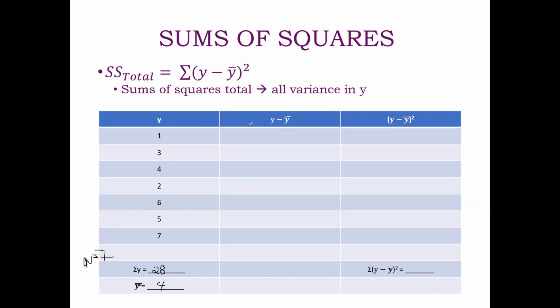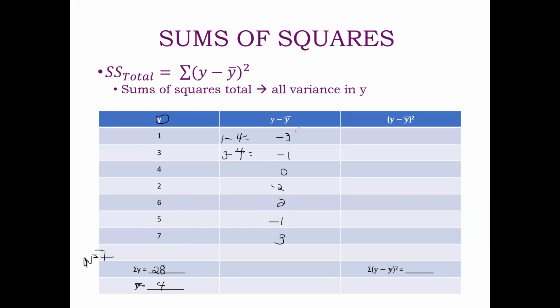Then we have to calculate the deviation. So the deviation is always just the score minus the mean, which is 4. So 1 minus 4 equals negative 3. 3 minus 4 equals negative 1. 4 minus 4 equals 0. 2 minus 4 equals negative 2. 6 minus 4 equals 2. 5 minus 4 equals negative 1. And 7 minus 4 equals 3.